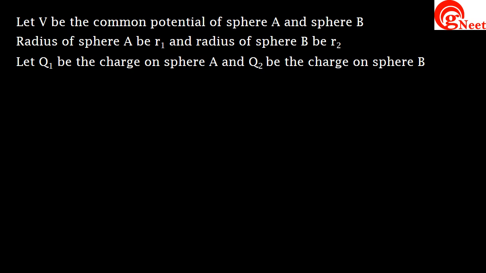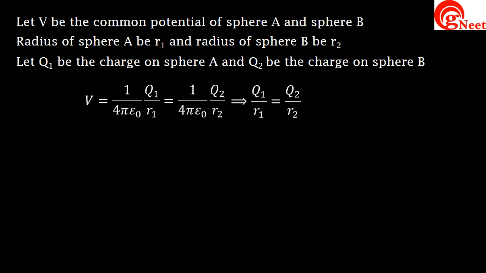From the formula for the potential at the surface of sphere A and sphere B, V is equal to 1 upon 4 pi epsilon 0 into Q1 upon R1, equal to 1 upon 4 pi epsilon 0 into Q2 upon R2, which implies that Q1 upon R1 is equal to Q2 upon R2.